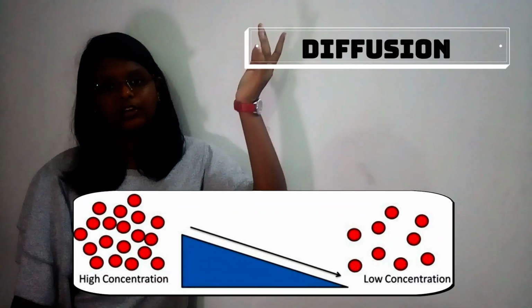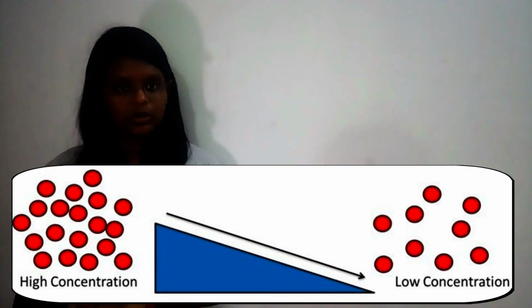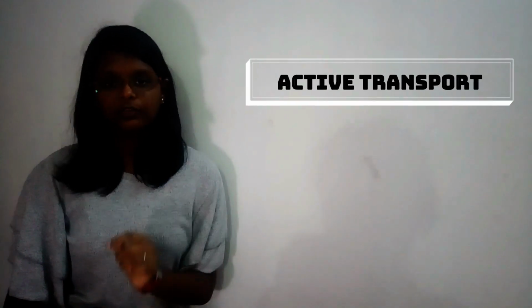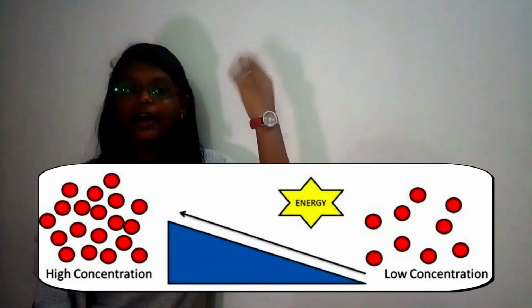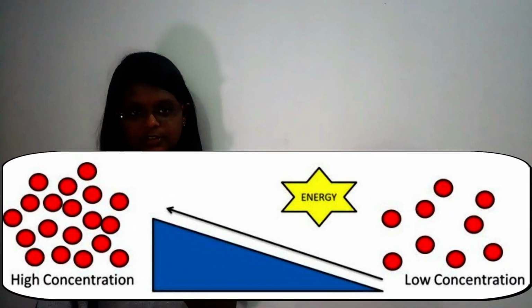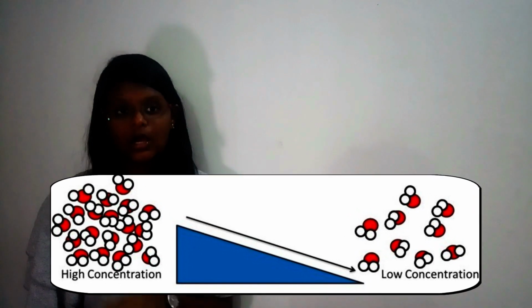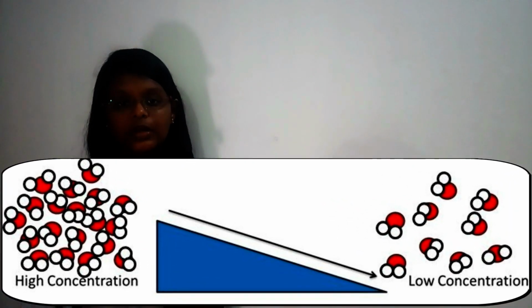Diffusion is the movement of particles from a higher concentration to a lower concentration, whereas active transport is the movement of particles from a lower concentration to a higher concentration, and this process requires energy. Osmosis is similar to diffusion, but the only difference is osmosis refers to the movement of water particles only.